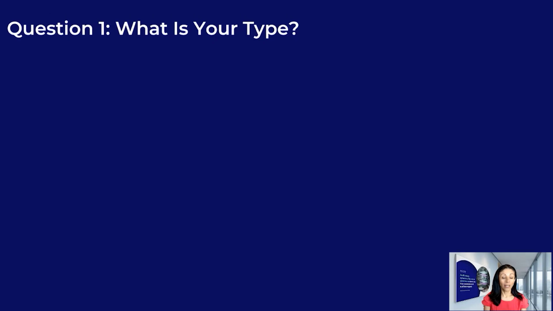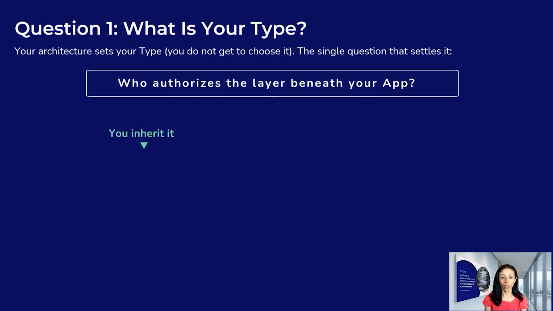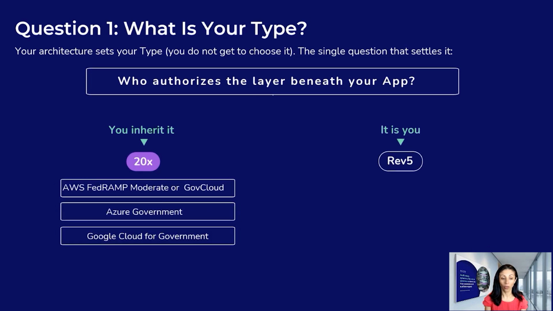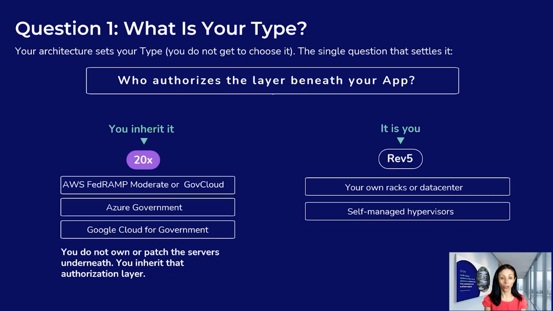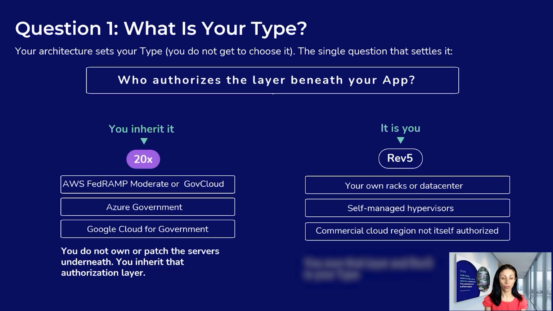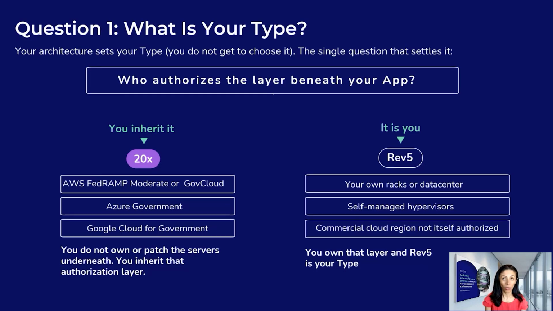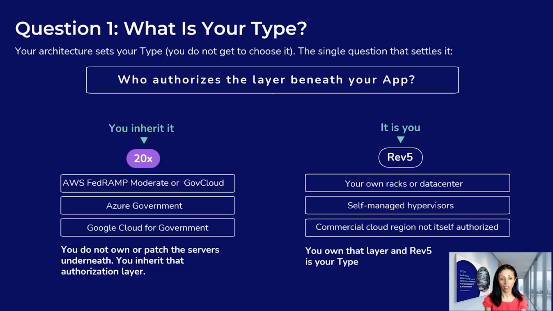So going back to your type, just to summarize this again, if you are inheriting from cloud service providers like AWS FedRAMP Moderate or GovCloud, Azure Government, Google Cloud for Government, and obviously you're not managing the servers and the infrastructure, really 20x is the way to go, unless, as we discussed before, you already have some sort of sponsorship with an agency, and you're in path with a Rev5 with the agency, then you should continue in that path.